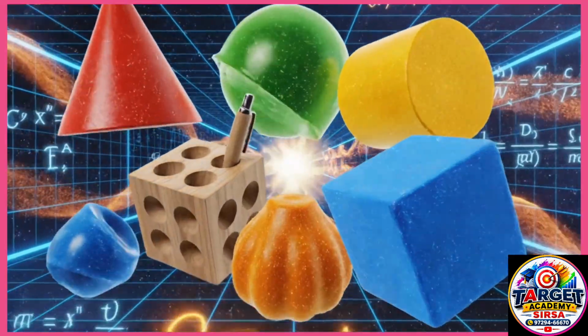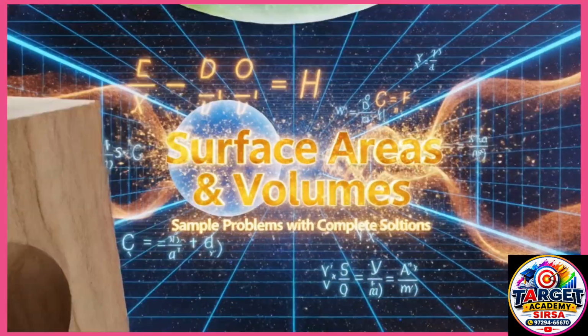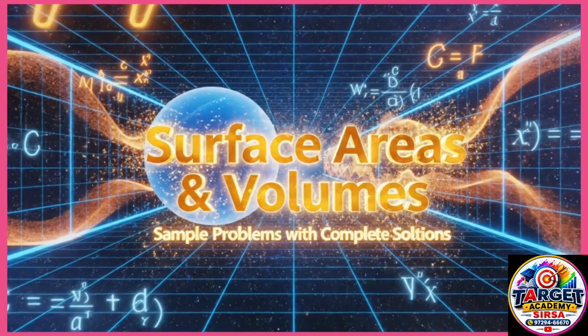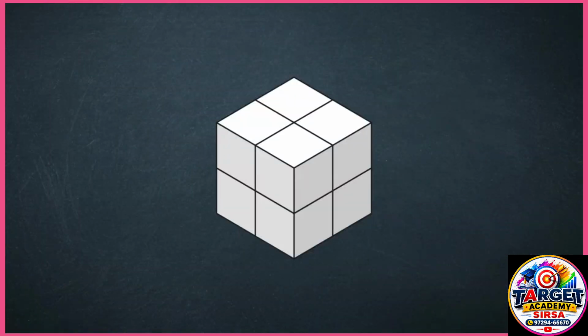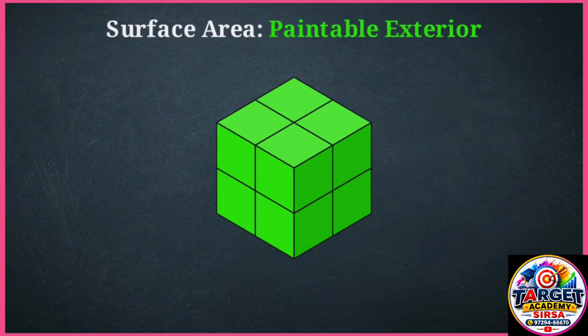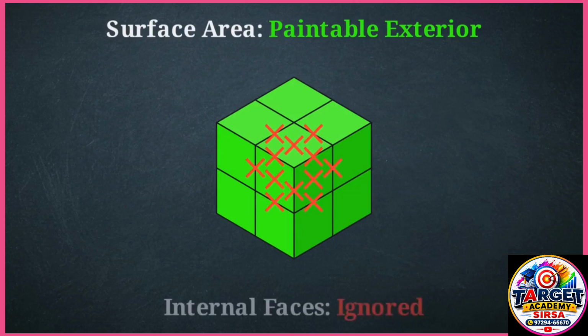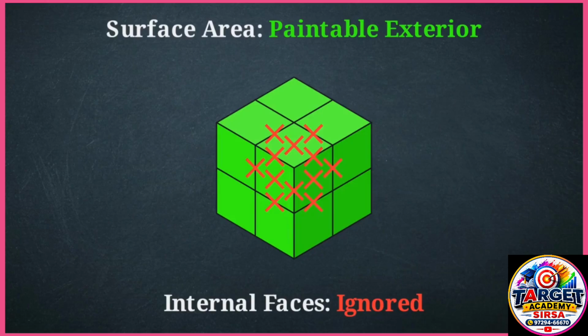Welcome, students. Today we will solve important sample problems from surface areas and volumes. Imagine dipping this cube into a bucket of paint. The surface area isn't the total volume of the object. It is only what the paint can touch. Any face hidden on the inside is ignored.